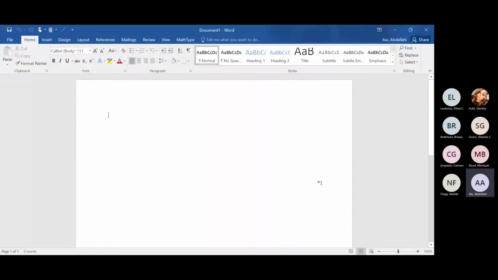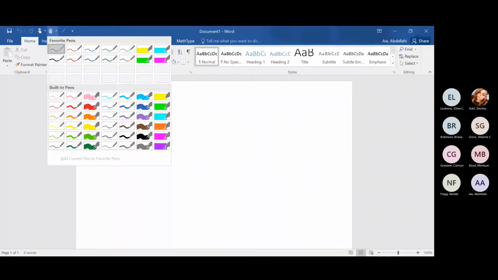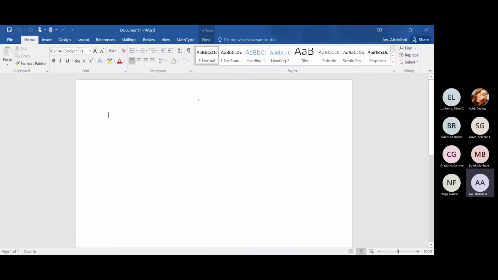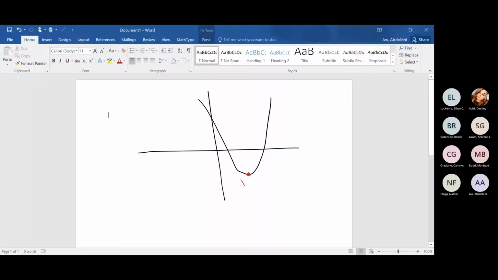Okay, so basically we said if you have a parabola, we have 4 distinctive points on any parabola. One of them is the vertex. And last class we saw what are the 2 steps to take to get the vertex. Another one is the y-intercept.